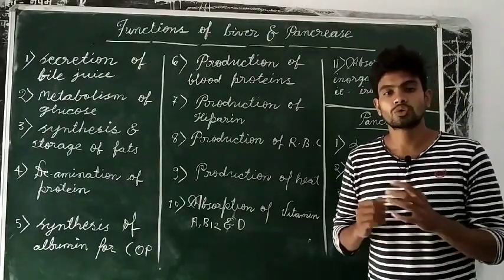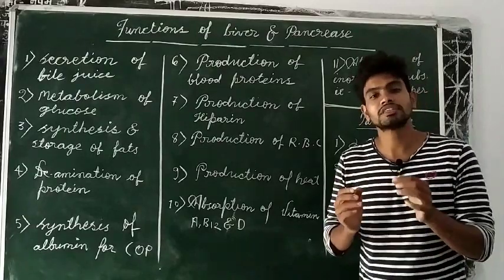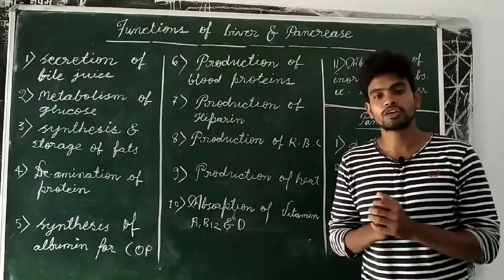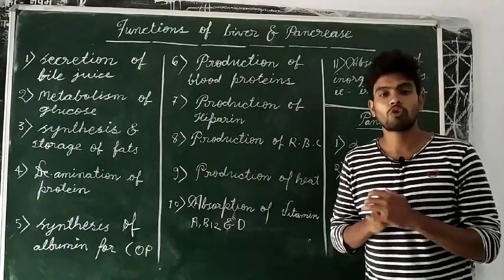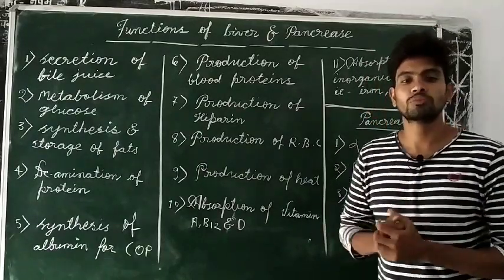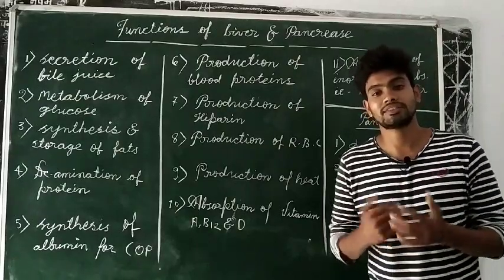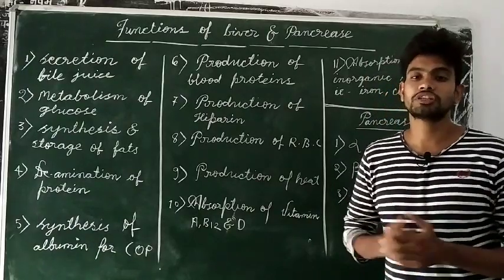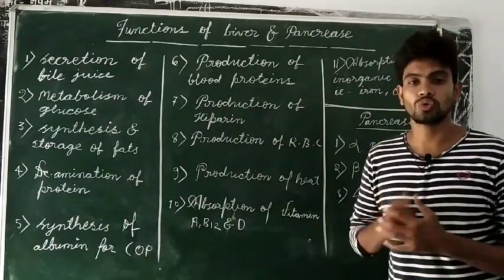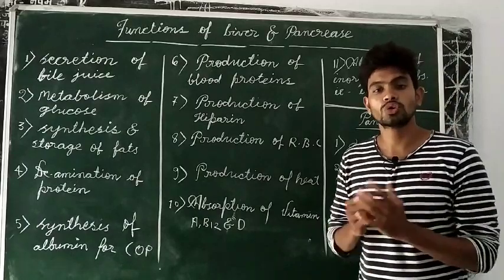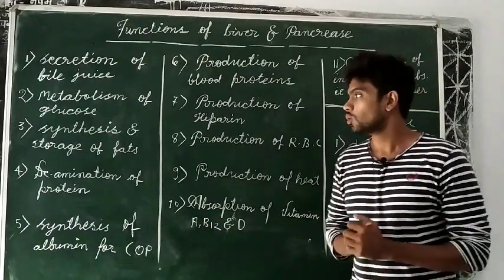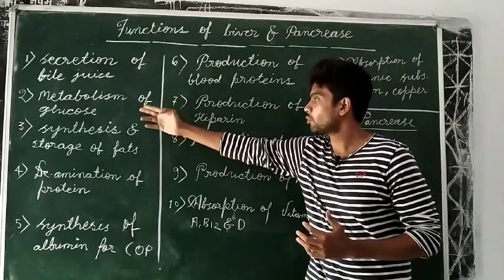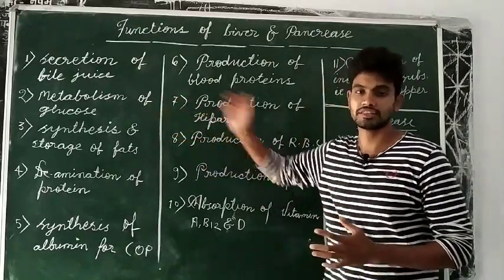Now the third term, which is gluconeogenesis. As the term suggests, the neo part means new. So gluconeogenesis means formation of new glucose from the stored fatty acids and amino acids. Whenever fatty acids and amino acids are converted into glucose, this whole process is called gluconeogenesis. All these 3 processes are together called metabolism of glucose, which takes place inside the liver.